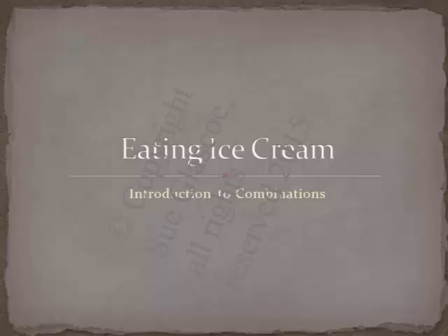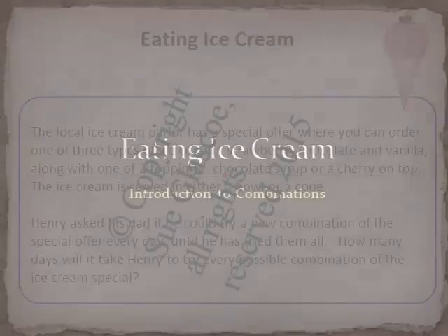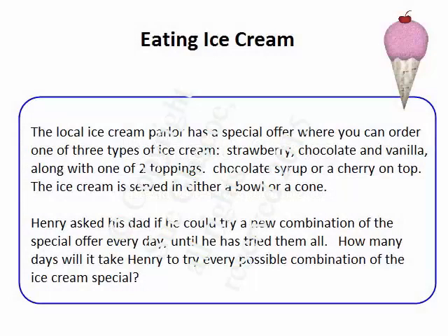In this lesson, we'll take a look at how to count combinations of objects using visual representations to help us. Eating ice cream. The local ice cream parlor has a special offer where you can order one of 3 types of ice cream: strawberry, chocolate, and vanilla, along with one of 2 toppings, chocolate syrup or a cherry on top.